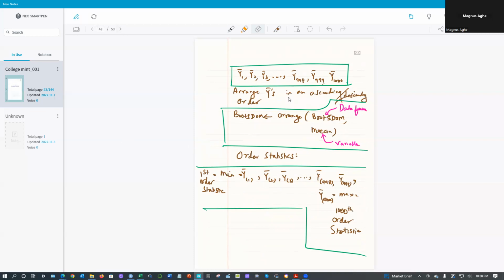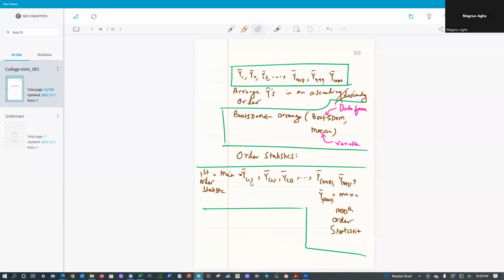I'm going to arrange them now in ascending order, using the bootstrap sampling distribution of the mean. Once you arrange, we're going to call them the order statistics. Because here you don't know which one is the minimum value. But by arranging, you for sure know this is the minimum value, and the last one is the maximum value.